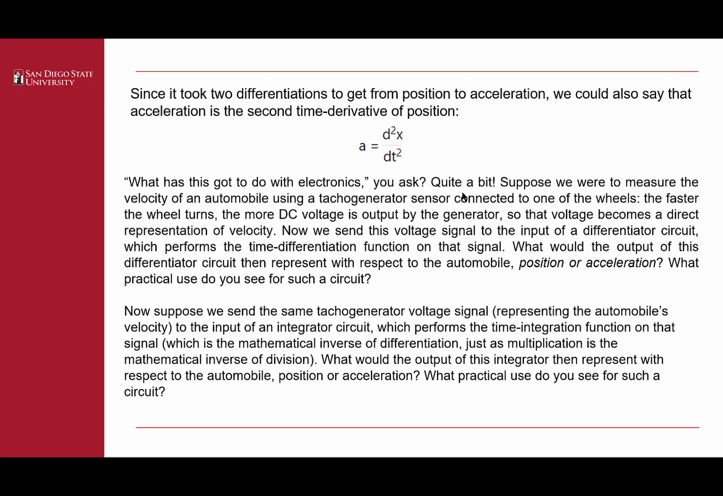Now suppose we send the same tachogenerator voltage signal representing the automobile's velocity to the input of an integrator circuit this time, which performs the time integration function on that signal, which is the mathematical inverse of differentiation, as we have already discussed earlier, just as multiplication is the mathematical inverse of division. What would the output of this integrator then represent with respect to the automobile? Is it position or acceleration? So again, what practical use do you see for such a circuit?